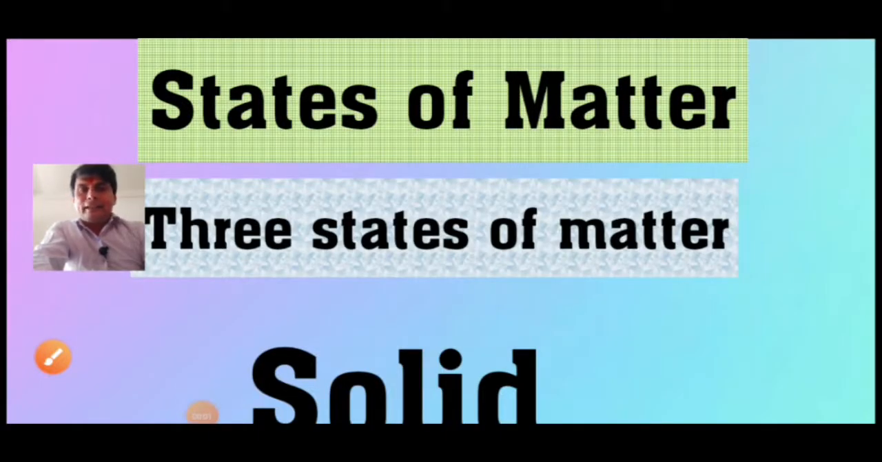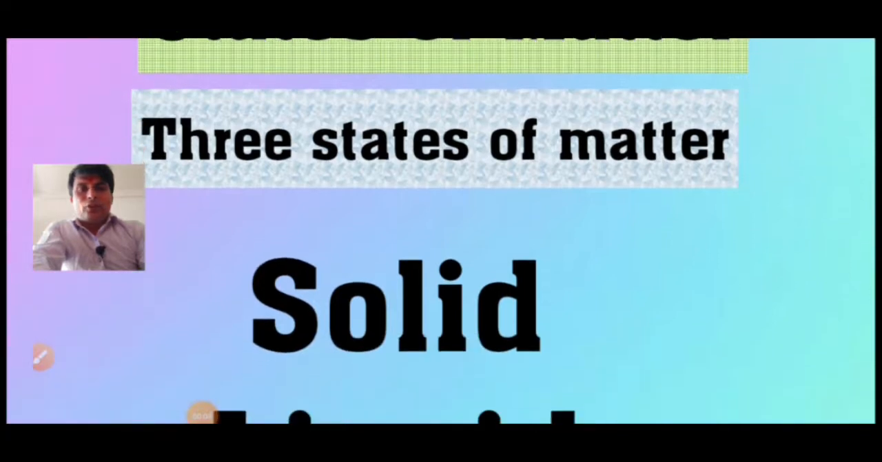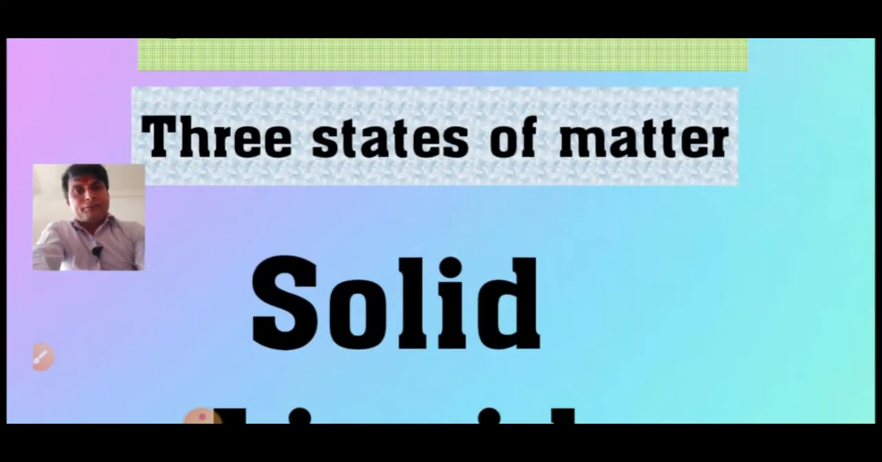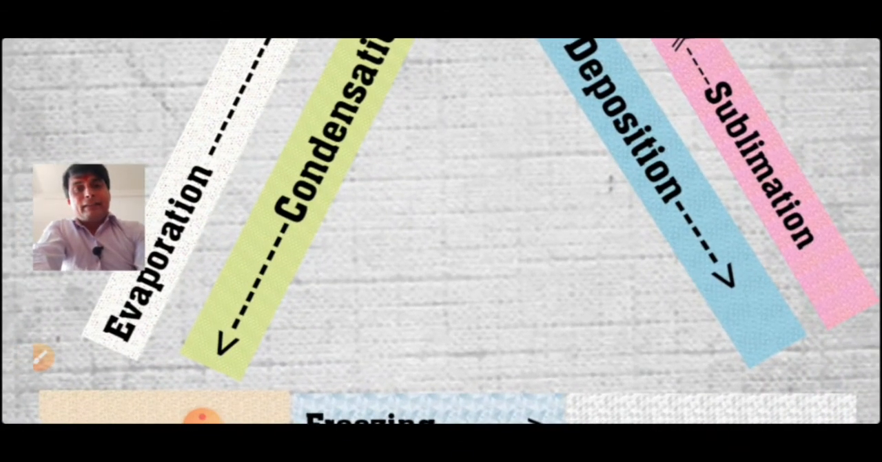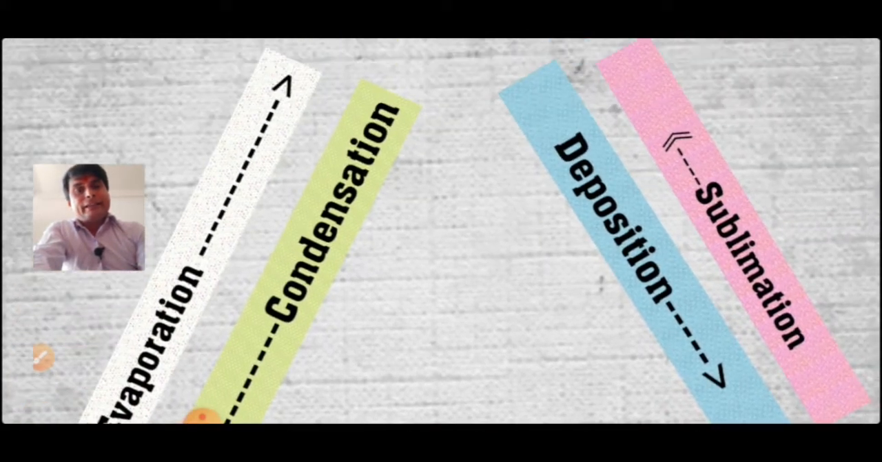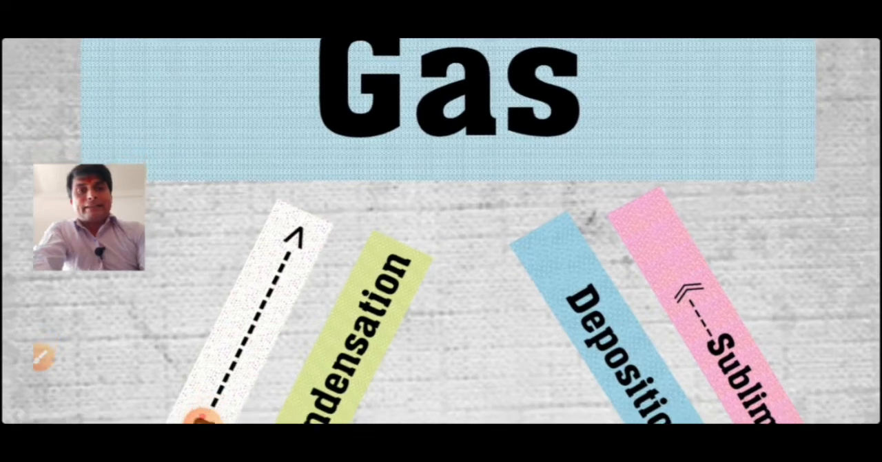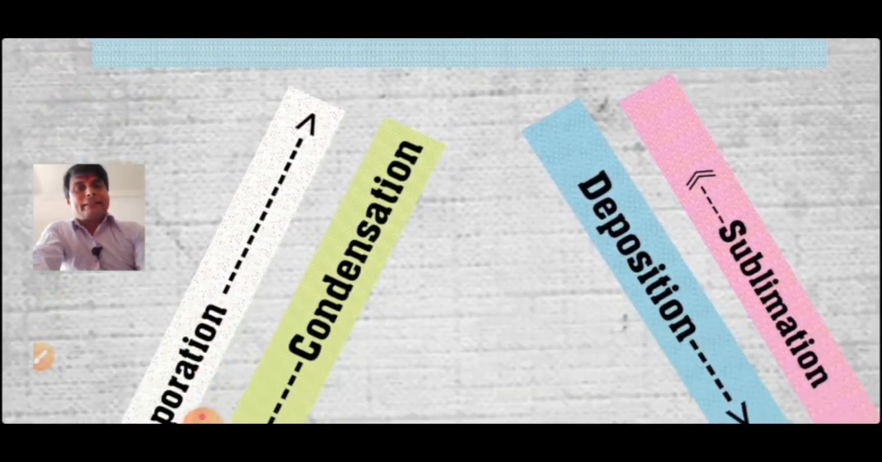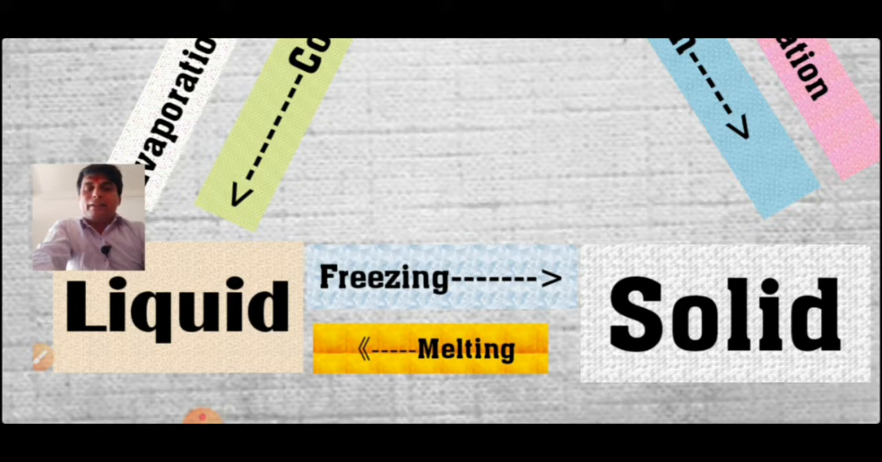States of matter. There are three states of matter: solid, liquid and gas. Solid, liquid and gas are related to each other. Water is an example of it. When a liquid evaporates, it changes into gas. When a gas condenses, it changes into liquid. When a liquid freezes, it changes into solid. When a solid melts, it changes into liquid.